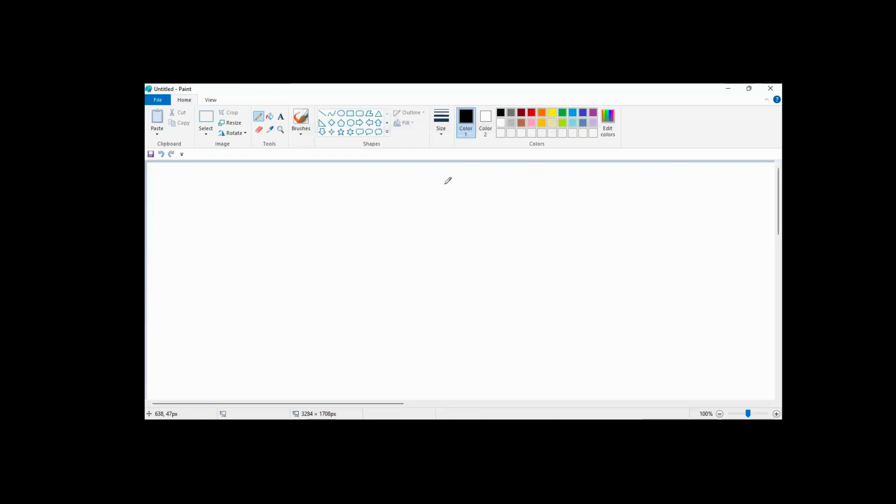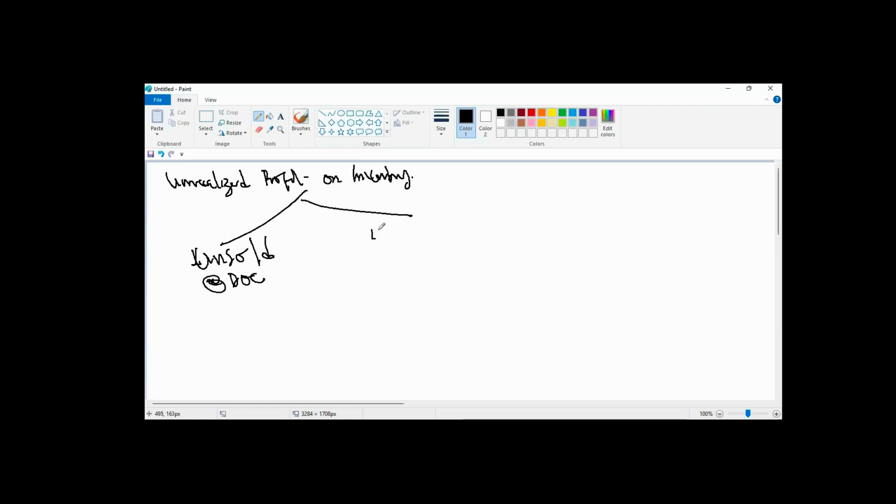Okay. Unrealized profit on inventory. Two things must be established in the question. There must be unsold inventory at the date of consolidation. There must be an element of profit.